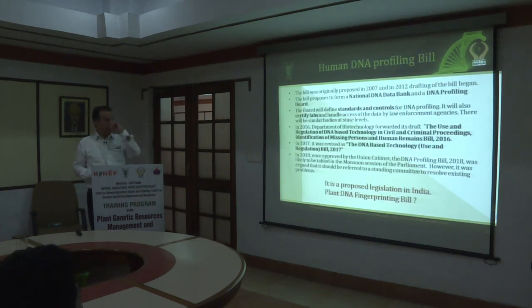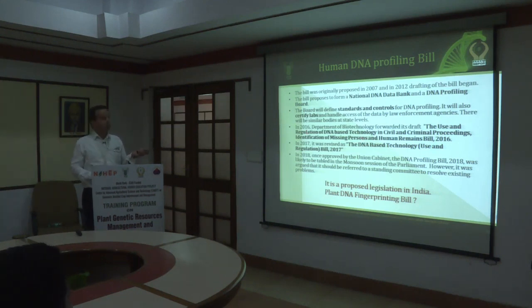Comparing with plant DNA fingerprinting, the human DNA profiling bill was conceptualized in 2007, and its drafting process began in 2012. This bill says that there has to be a national DNA data bank and a DNA profiling board, and that board will define the standards and controls for DNA profiling. In humans, I'm talking about certified labs that will look into everything.